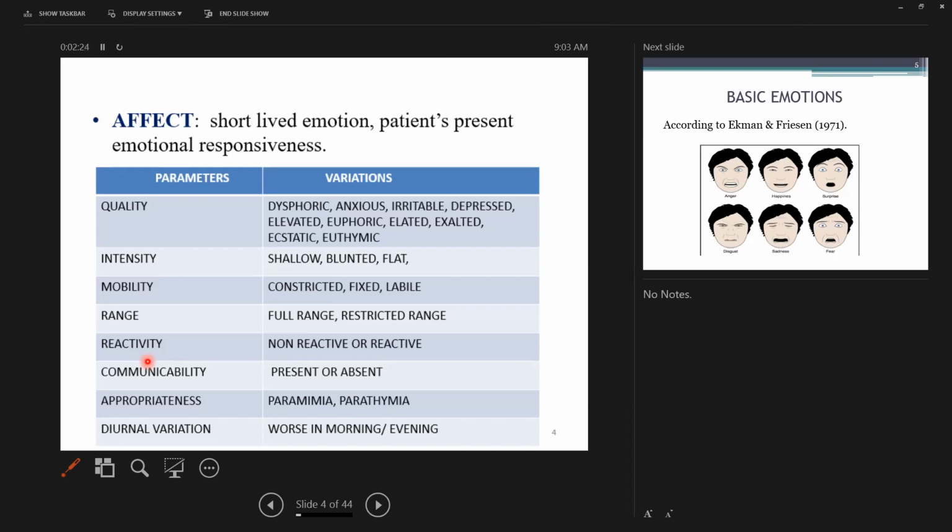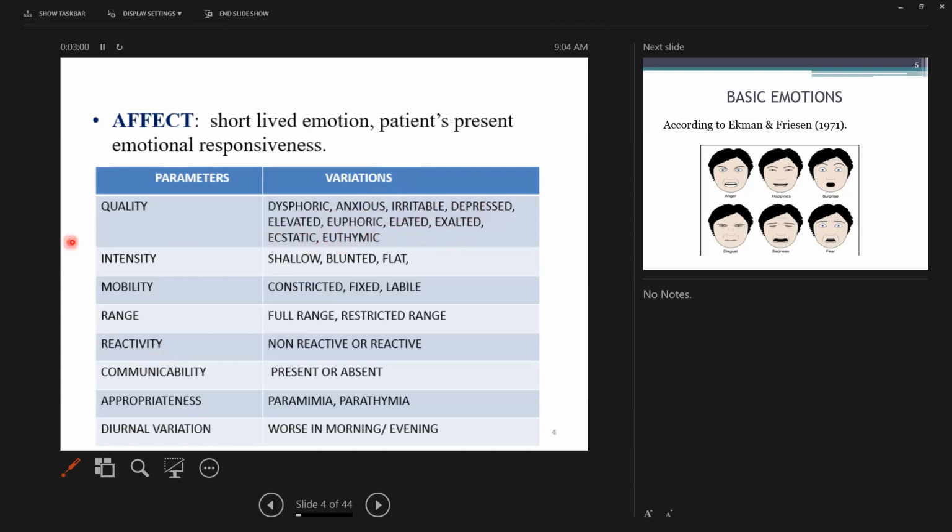Now, depressed is an affect which is tending towards sorrow. There is diminished muscular tone and weeping. Elevated is an exaggerated sense of well-being. Euphoria is an increased sense of well-being with cheerful thoughts and lack of response to depressing influences. Elated is euphoria with increased psychomotor activities. Exalted is elation plus sense of grandiosity, and ecstatic is a sense of blissfulness. Euthymic refers to normal mood.